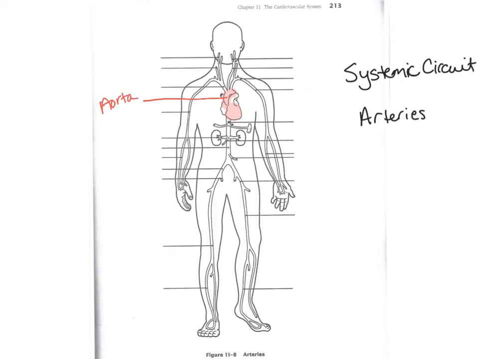Then the aorta has three branches coming off of the arch of the aorta, and we have to name each one of those branches. The first branch there is called the brachiocephalic trunk. The second one right there is called the left common carotid artery. And that third one right there is called the left subclavian artery.